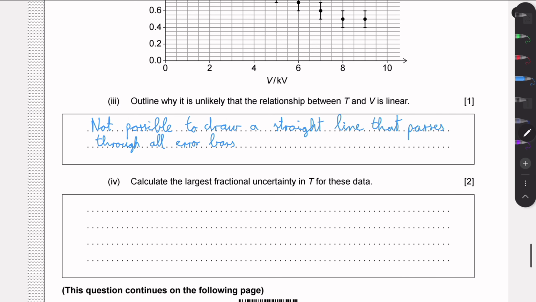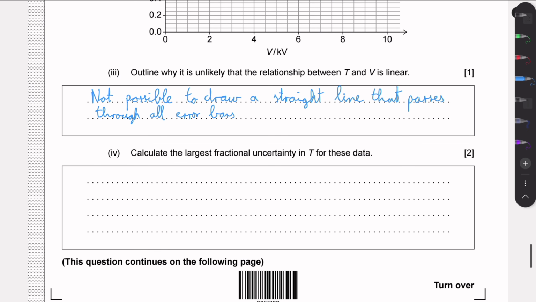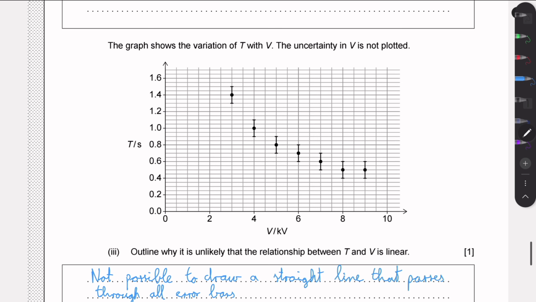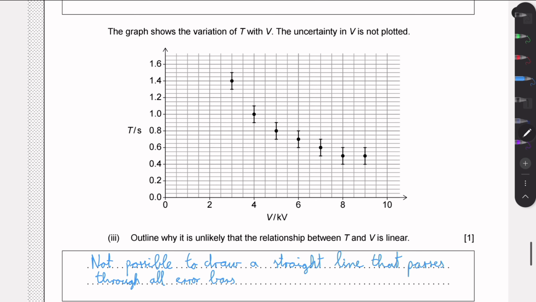And then we need to calculate the largest fractional uncertainty in t for this data. So as we said before, the fractional uncertainty is just the absolute uncertainty divided by the time. So in the actual time of the data point we're looking at. So this absolute uncertainty, if we look in the graph, is always going to be 0.1. It's always spanning these two rectangles for each of these data points on the y-axis.